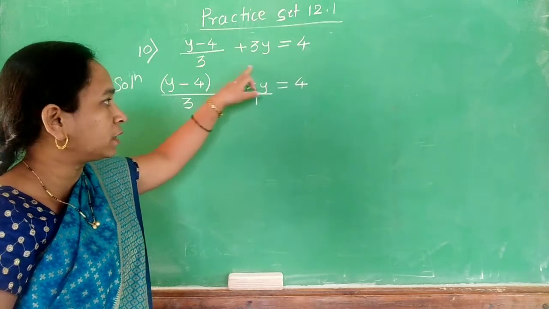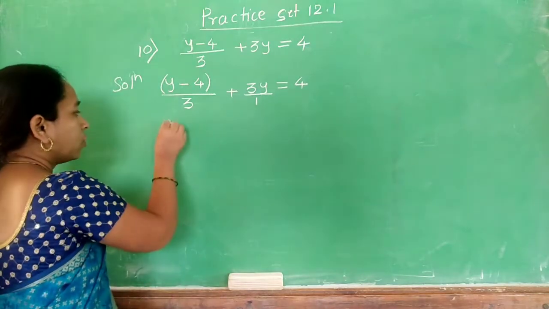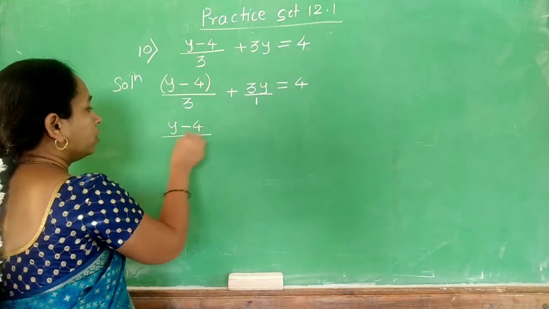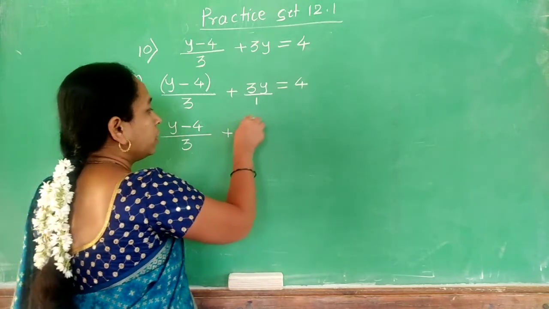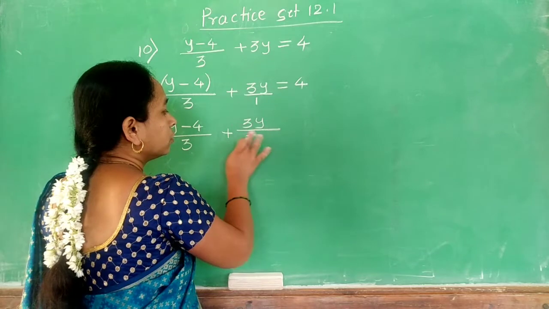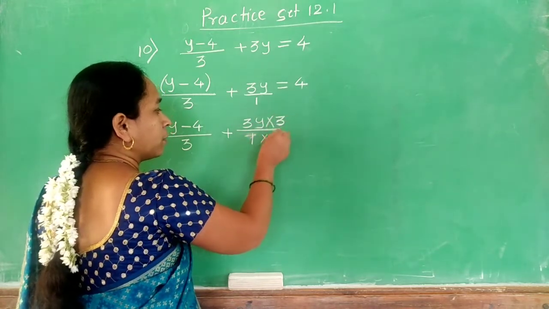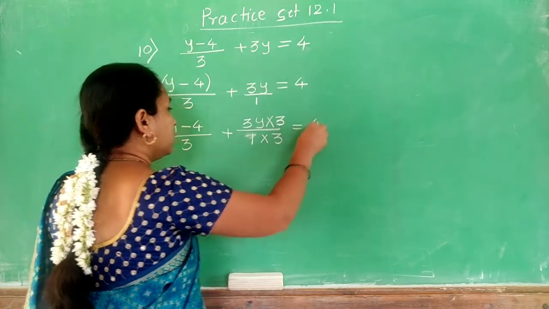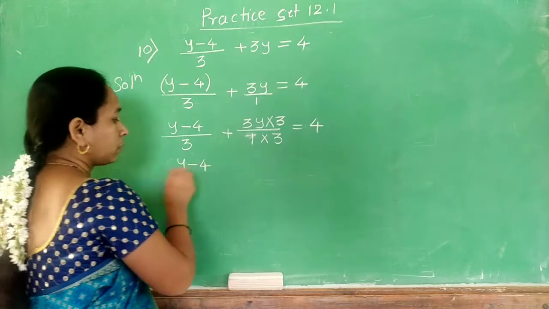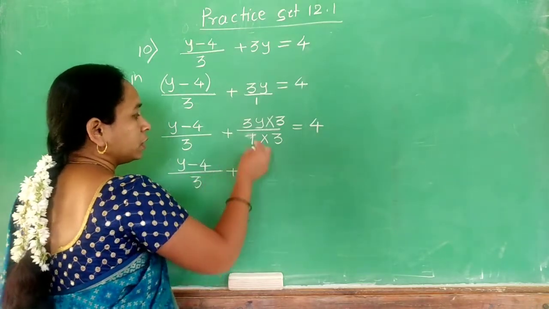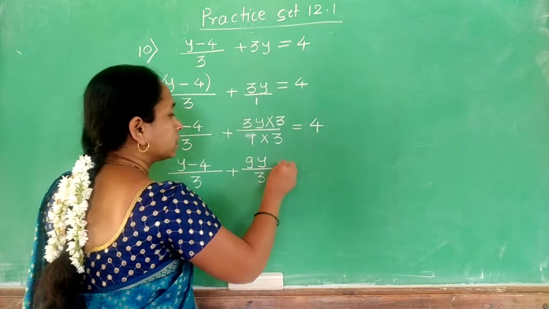So I should multiply this fraction, numerator and denominator, by 3. So y minus 4 upon 3. Here there is no need to multiply by any term. So 3y upon 1, this numerator and denominator I have to multiply by 3, is equal to 4. So here we will get y minus 4 upon 3. On this side 3 3s are 9y, 3 1s are 3, is equal to 4.